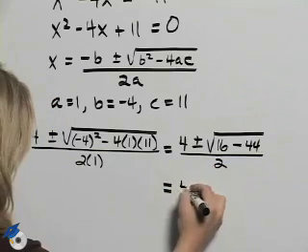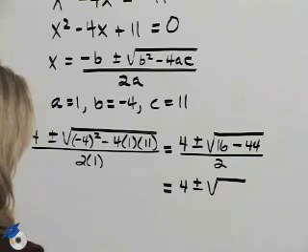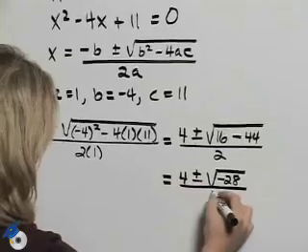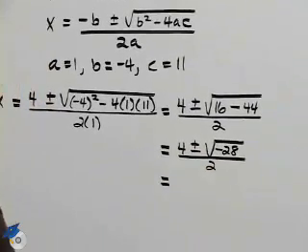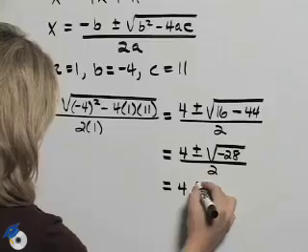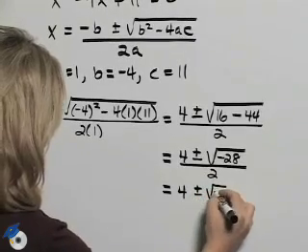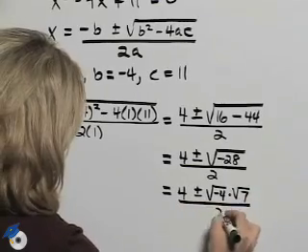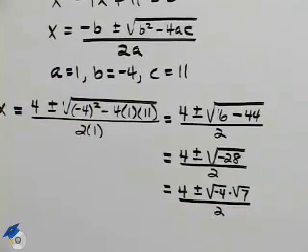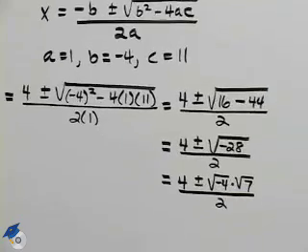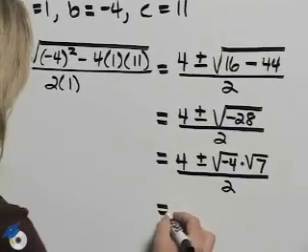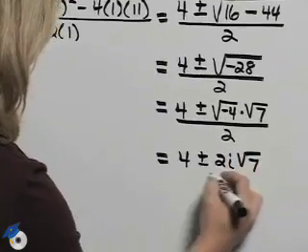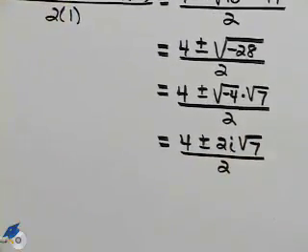We can then simplify this to 4 plus or minus the square root. 16 minus 44 is negative 28. That's all over 2. Negative 28 can be rewritten as 4 plus or minus the square root of negative 4 times 7 all over 2. And I bring the negative with the 4 because I know that the square root of negative 4 is 2i. So I'll rewrite this as 4 plus or minus 2i times the square root of 7 divided by 2.